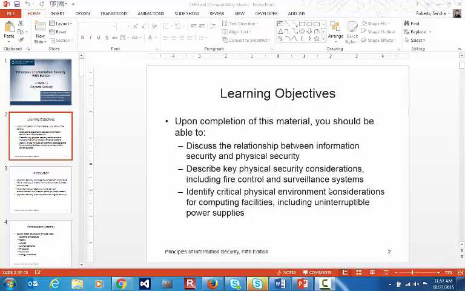Good morning. After the last few chapters, chapter 9 is kind of a common sense kind of chapter, physical security. It does have 45 slides, and again, I'm going to go fairly fast. We want to discuss the relationship between information security, physical security, the considerations, fire control, surveillance, critical physical environment considerations, the facilities, uninterruptible power supplies, and that's where I pulled the assignment for this chapter at.